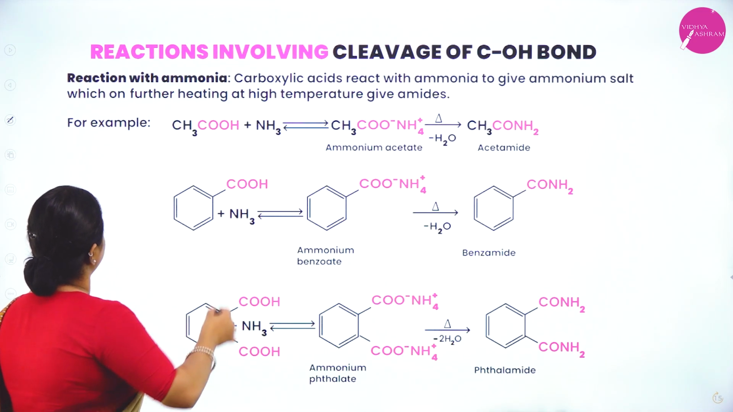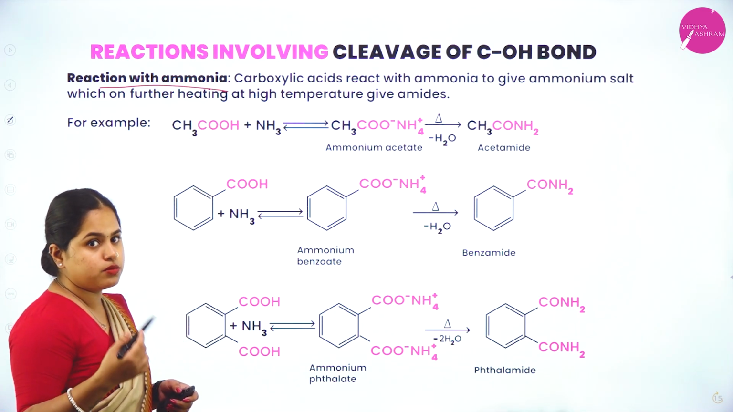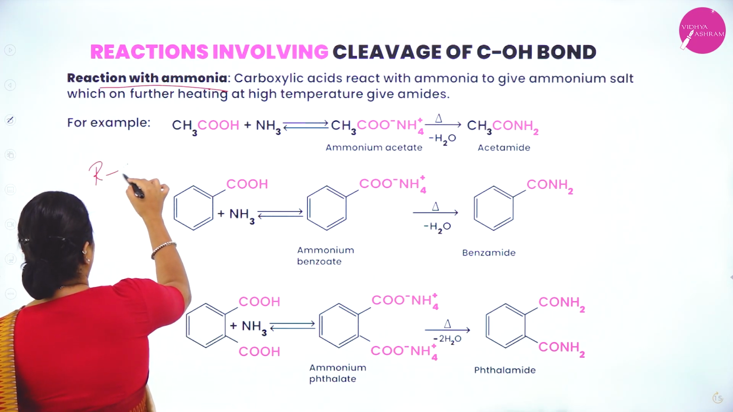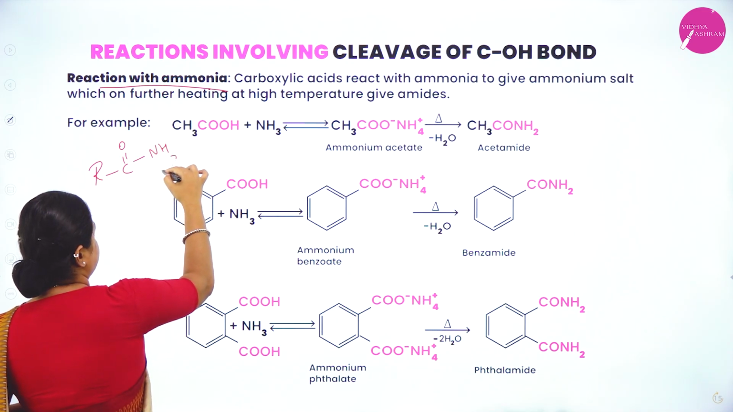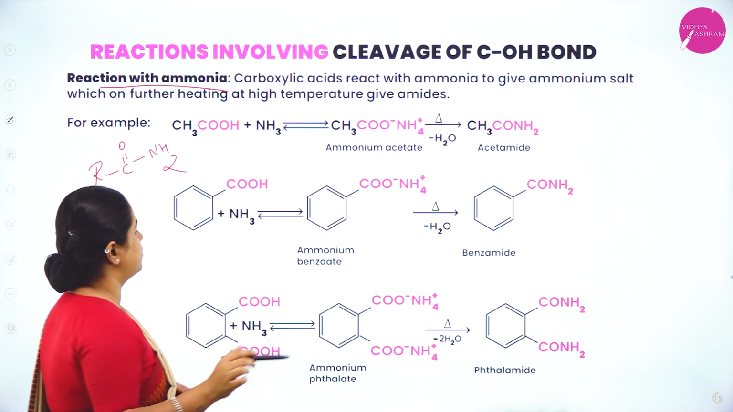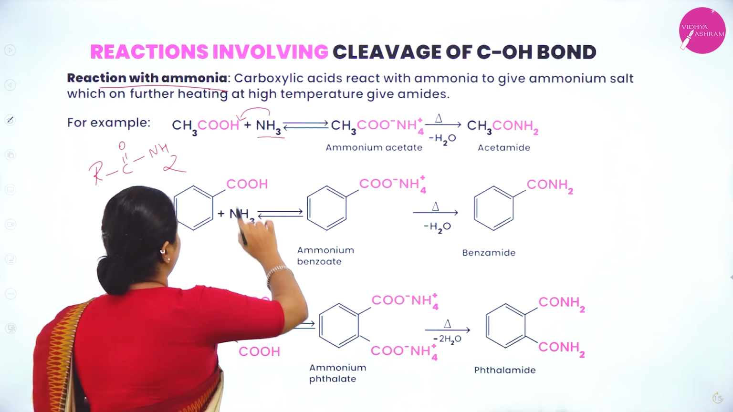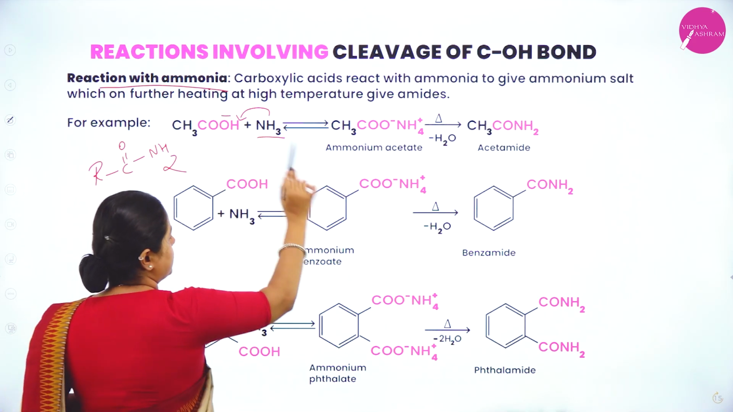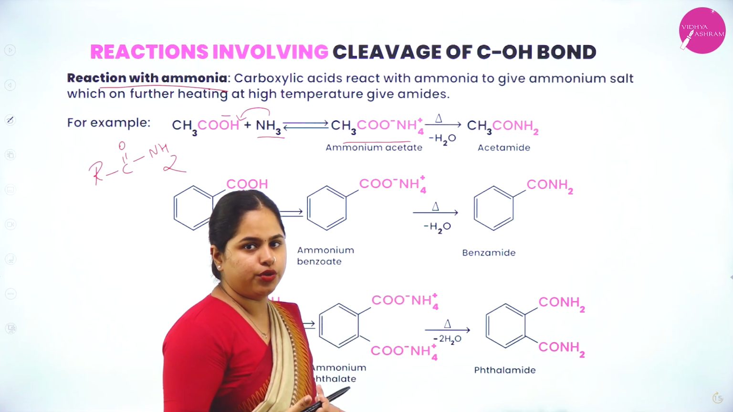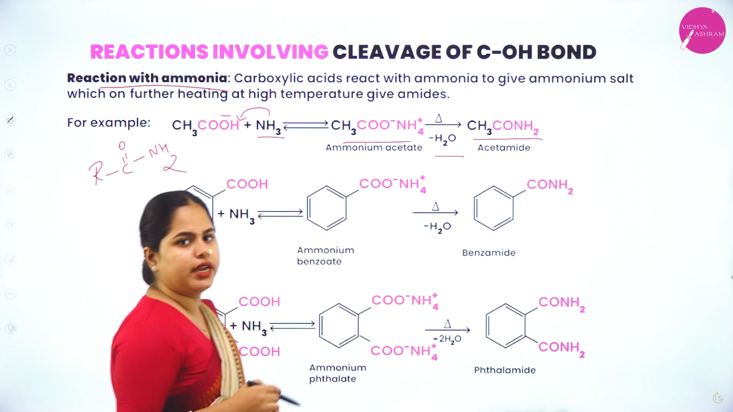The next one is reaction with ammonia. Carboxylic acid reacts with ammonia to form an ammonium salt. First the ammonium salt will be formed, which on further heating gives amides. What are amides? RCONH2. This is called an amide. So let's see. Acetic acid reacts with ammonia. First, what will be formed? An ammonium salt will be formed, that is, NH3 gets added to this H and forms NH4+. So you will have CH3COO- and NH4+. That is the ammonium salt which is formed. Now, in the next step we are going to heat it, water will be removed, and the corresponding amide will be obtained.